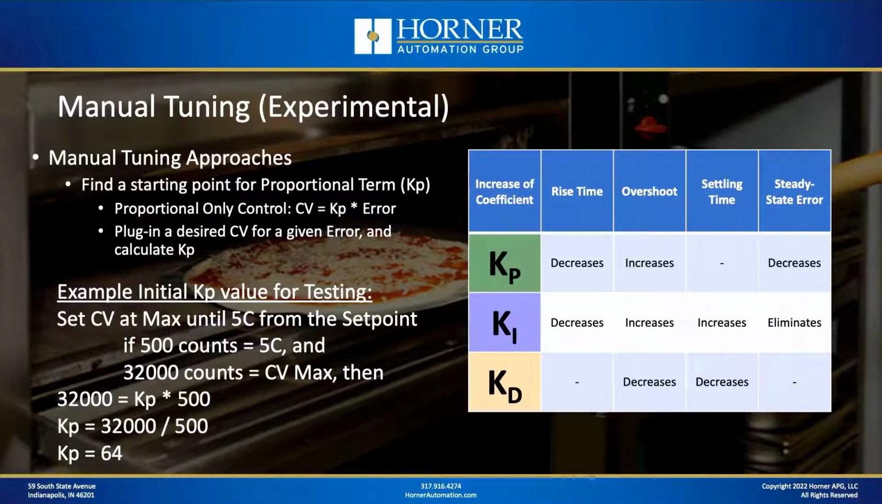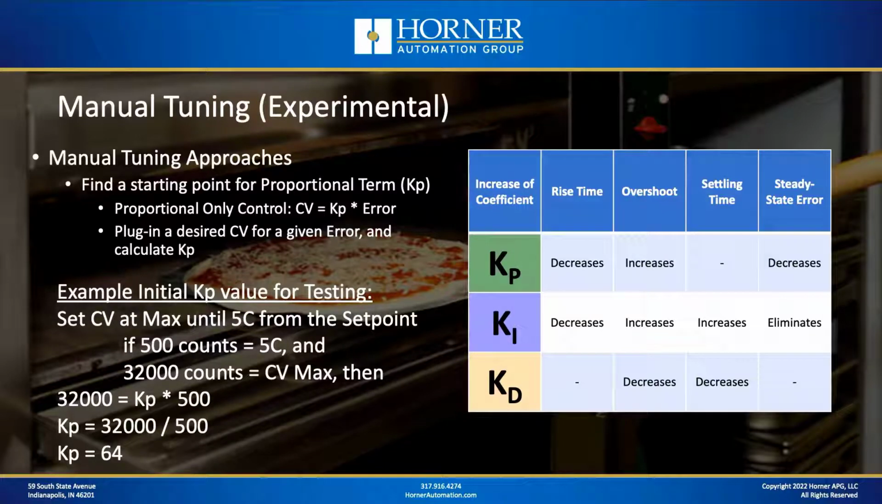So how does manual tuning typically go? Well, you start out with zeroing out the coefficients for P, I, and D, and then just plugging in a value for your proportional term. Okay, and then you're going to execute that value for proportional only control as the first experiment. Now, you can either just plug a value in, or you can try and calculate a value to plug in for that. Now, if you decide to calculate the value, you can take advantage of the fact that the control value equals the proportional coefficient times the error term. So you can take advantage of that equation.